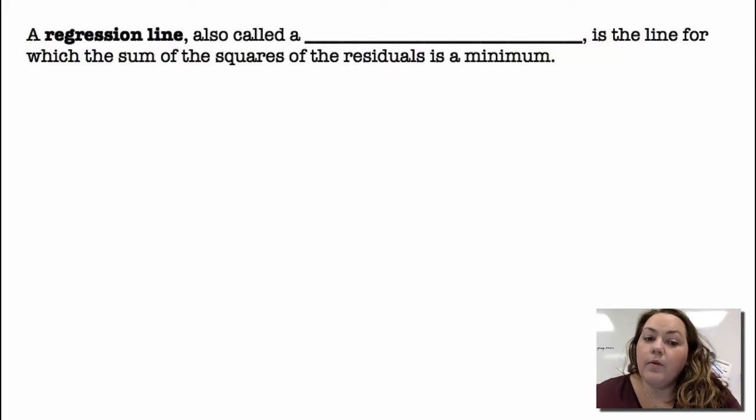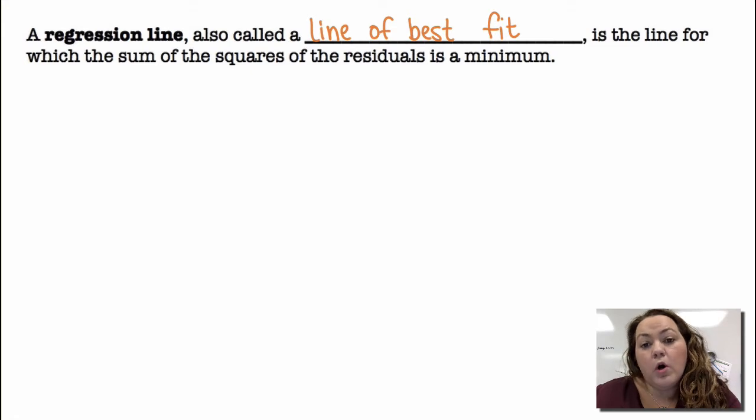A regression line, also called a line of best fit or the least squares regression line, is the line for which the sum of the squares of the residuals is a minimum. That's the formal definition, and we'll look at what residuals are in the next video.